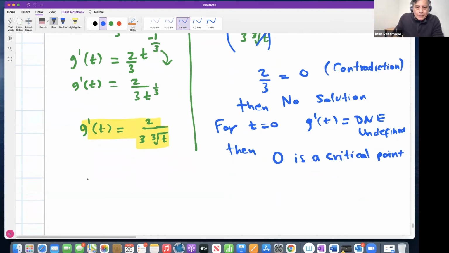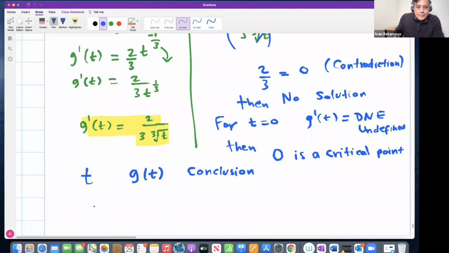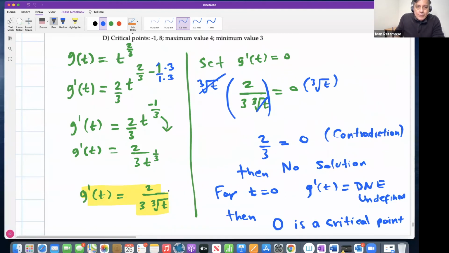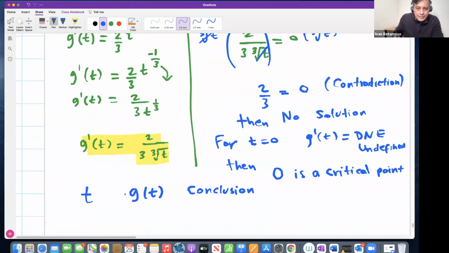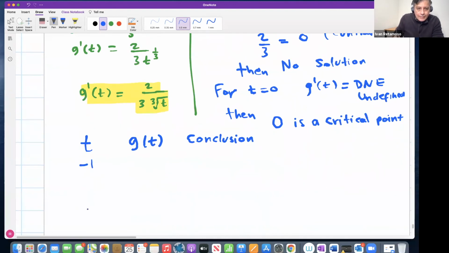And remember on the table, you start with t, then you go ahead with the function g of t, and then conclusion. And here you start with the endpoints, right? What were the endpoints? Well, the endpoints are -1 and 8. So let's start there. And in between, we are supposed to put the critical points. I'm going to highlight this so you can make the connection later if you're looking at the notes. These are from endpoints, but in between, we got this critical point, 0. And it's true that 0 is between -1 and 8, so we have to put it there.